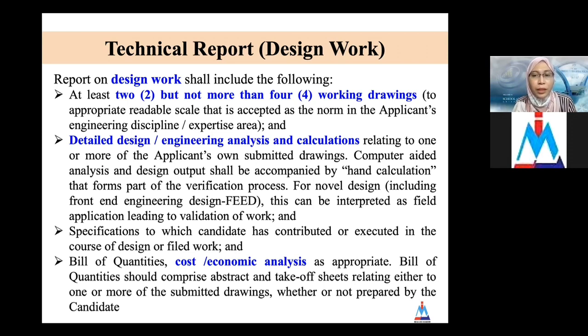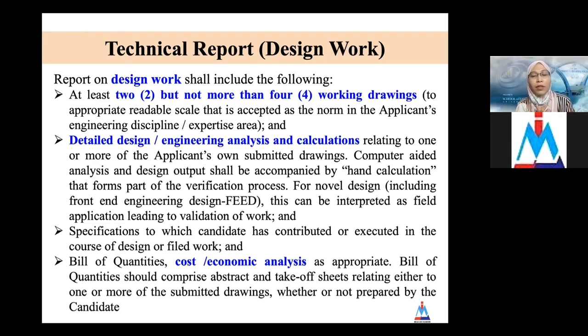So computer aided analysis design output shall be accompanied by hand calculation. Basically when you do your mass and energy balance, you have hand calculation that supports your computer aided work. Sometimes you use HYSYS, for chemical engineers, or Aspen software. However, you have to accompany it with hand calculation, to form part of the verification process.